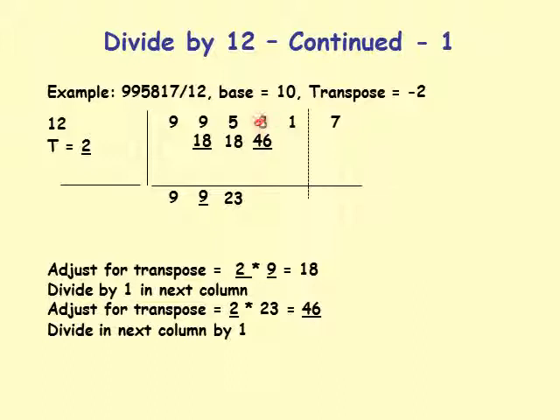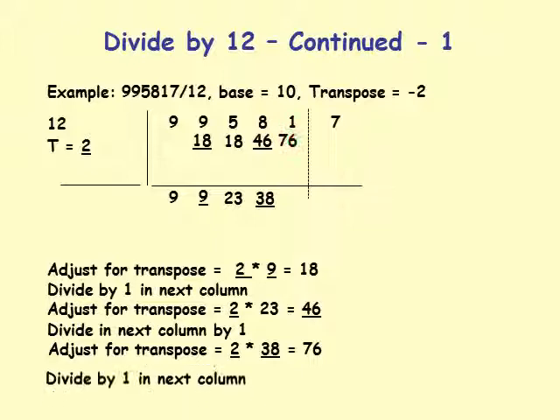Now in this column I have an 8, which is positive, and 46, which is negative. So that's negative 38 here. Now we are going to adjust for the transpose: negative 2 times the quotient value of negative 38. So the adjustment is 76 for the next column. So we got a 76 adjustment in the next column here.